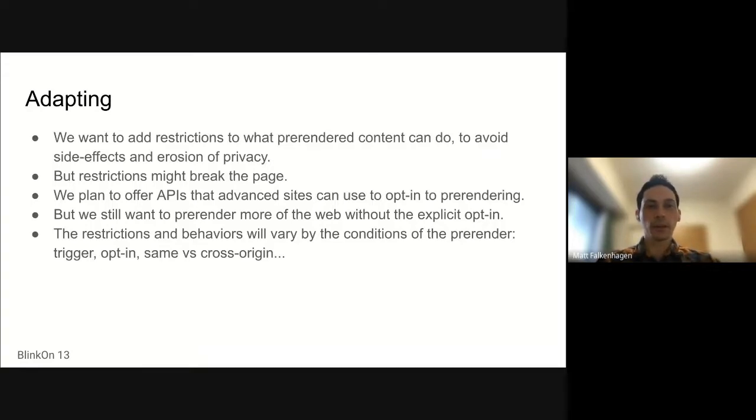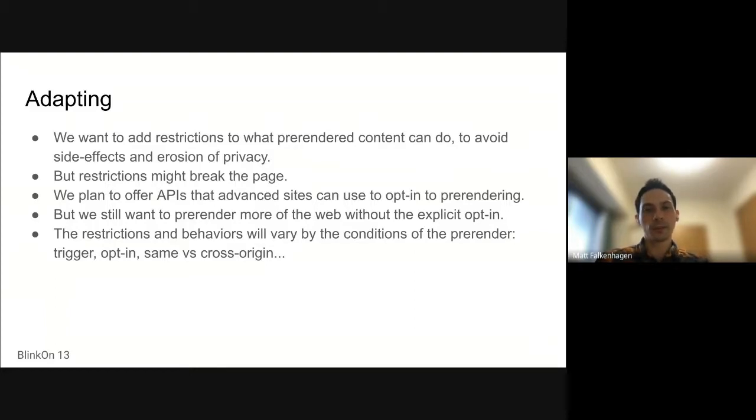The problem is, if we do too many restrictions, we could possibly break a page because it won't have the capabilities that it's expecting to have. So one approach to this is we can offer APIs that allow sites to opt into pre-rendering. And by opting in, they can be expected to know what they are and are not allowed or capable of doing. On the other hand, that would limit what we can actually pre-render. So we want to also experiment with pre-rendering some of the web, even without the explicit opt-in, and see whether this can work by doing some sort of best-effort pre-rendering that does not break the page.